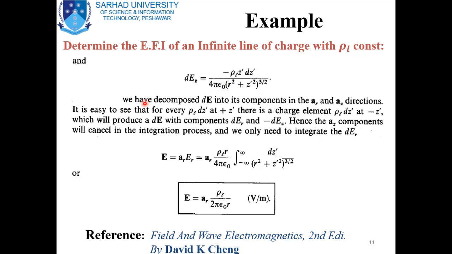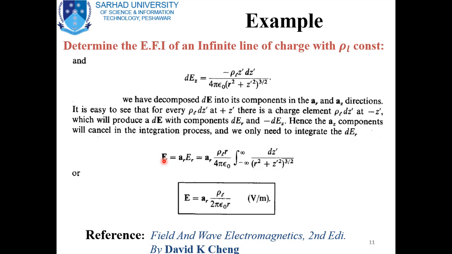And as we have seen from the picture, we can decompose dE into its components in the a_r and a_z directions, and it is also easy to see that for every rho L dz at the positive z-axis, there is a charge element rho L dz at the negative z-axis, which will produce dE with the components dE_r and minus dE_z. Here we have plus dE_z, and at the negative z-axis we will have a component which is minus dE_z. Hence the a_z component will cancel in the integration process, and we need only to integrate our term which is dE_r.